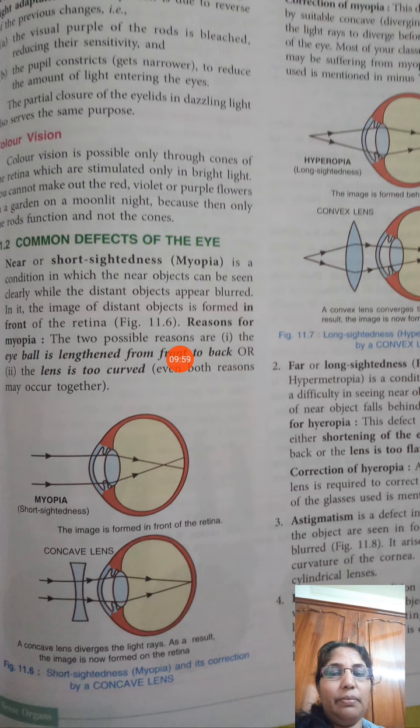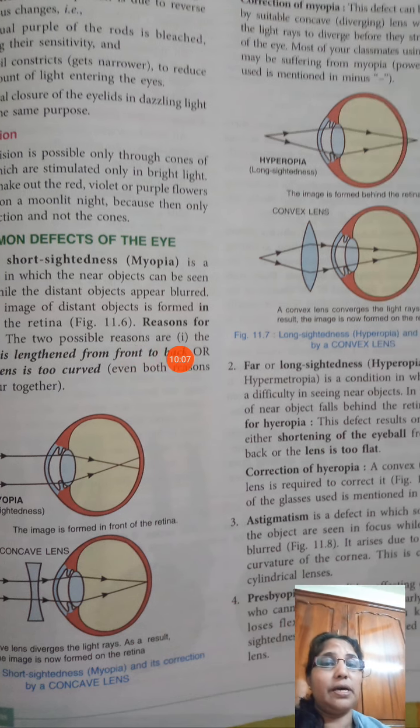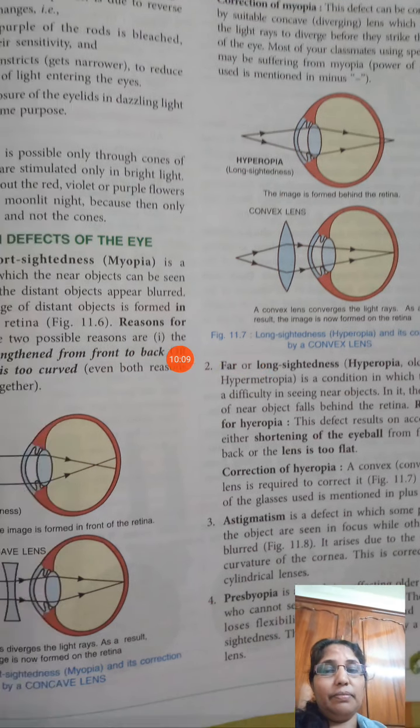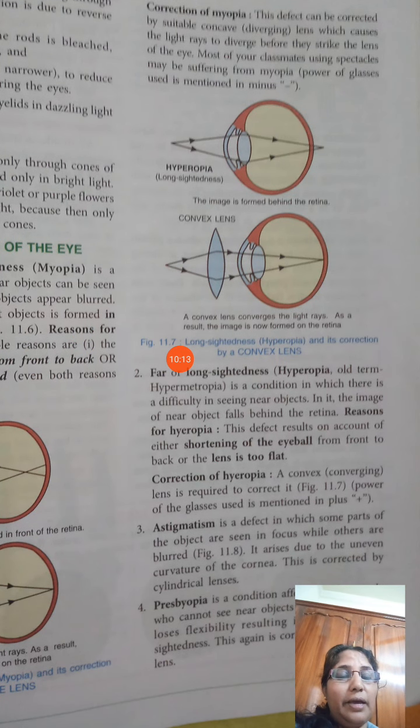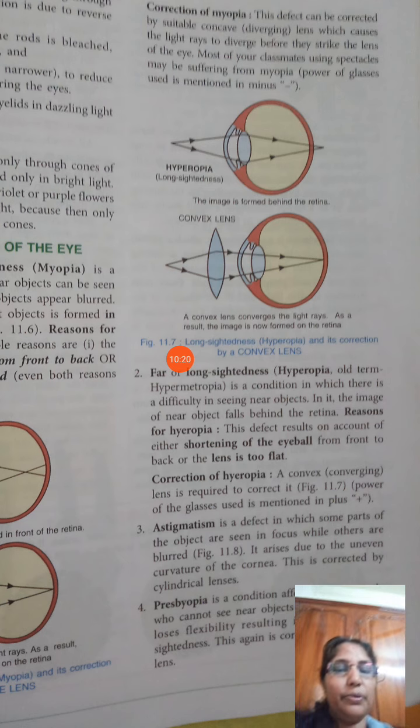Then you can expect the diagram also in this. What is myopia? Draw a diagram. Which kind of lens can we use? Draw a diagram. Both the diagrams are important in myopia and hyperopia. You should learn the diagrams of these eye defects, very important.